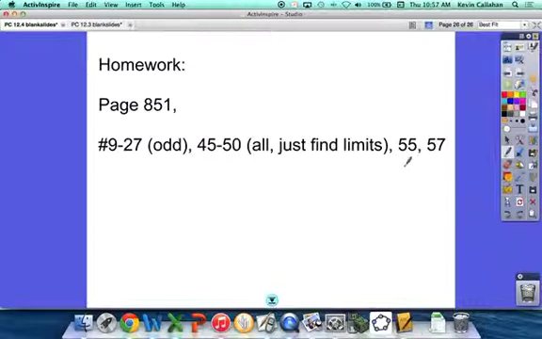None. But there will be limits as n approaches infinity or x approaches infinity. There's no homework that's coming from that last section. It's only coming from 12.4.